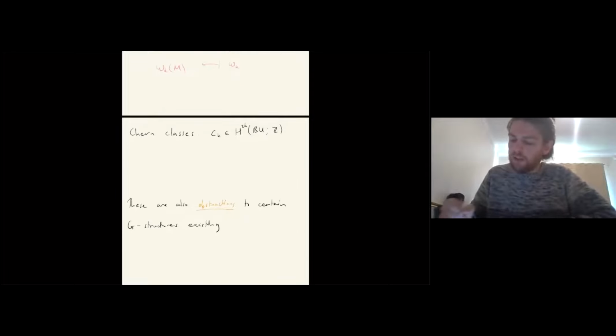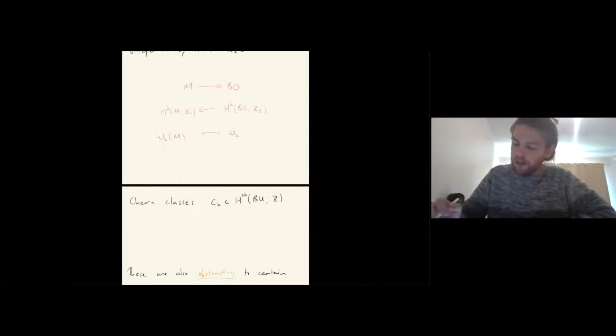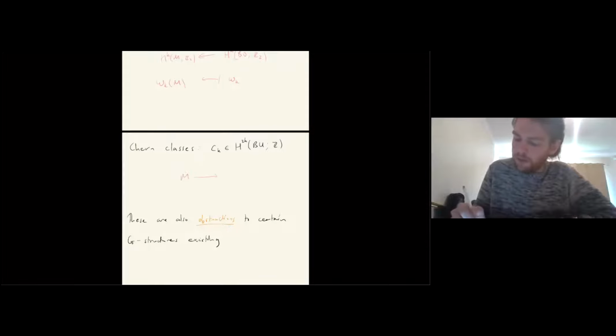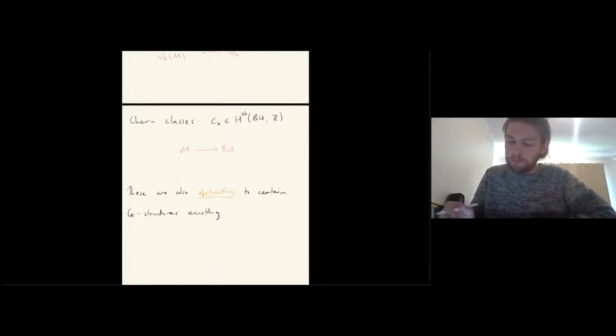Similarly, this was for unoriented bundles, so we have maps to BO. If we have a stable complex structure given by a map from M to BU, we can play the same game with the integral cohomology and pull back these integral cohomology classes of BU, which are called Chern classes. These give us invariants of unoriented bundles or complex or stable complex bundles, things like that.